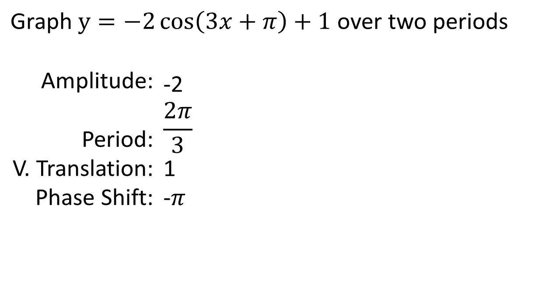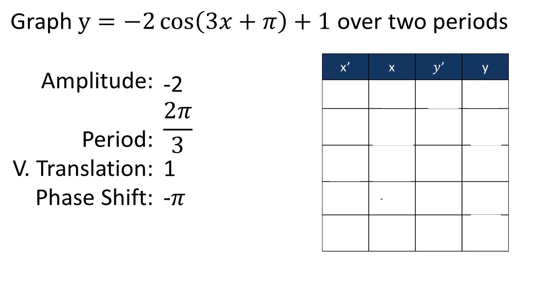This is how I want you to do all the problems, by the way. You should always start by writing the amplitude, period, vertical translation, and phase shift. Then you should write this chart. You should keep your chart blank and fill it in with the numbers that are appropriate for yours. First column here is x prime. That's going to be the x coordinates if I did not have a phase shift. Then x, that's going to be the x coordinates after the phase shift. Y prime is the y coordinates before the vertical translation, and y are the y coordinates after the vertical translation.